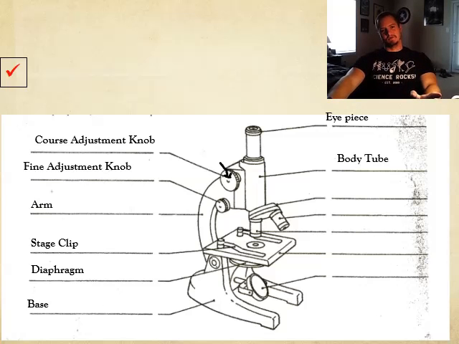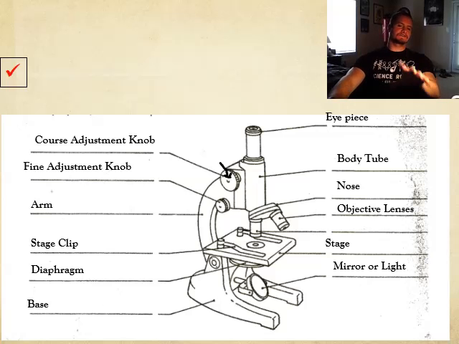We have the body tube. The body tube basically houses everything that leads up to the nose piece and the lenses. We have the nose piece, which rotates and has all of our lenses on there. We have the objective lenses, which are low, medium, and high power. We have the stage. The stage basically holds whatever we're looking at, or at least it's a place to see it. And we also have the mirror or light source.